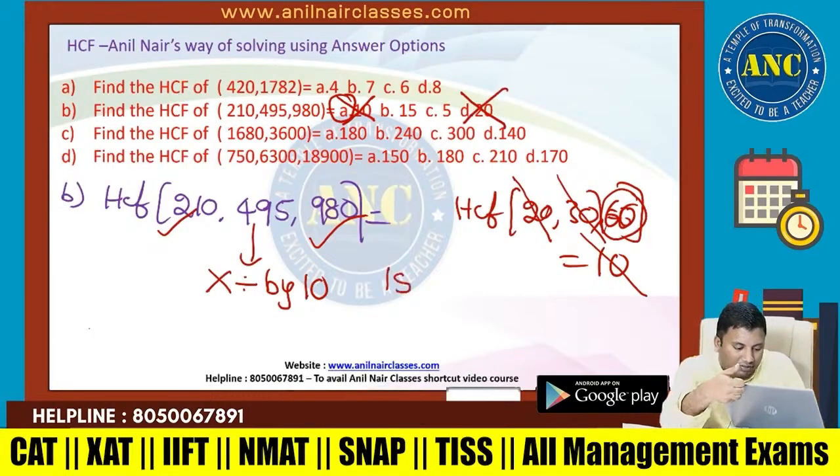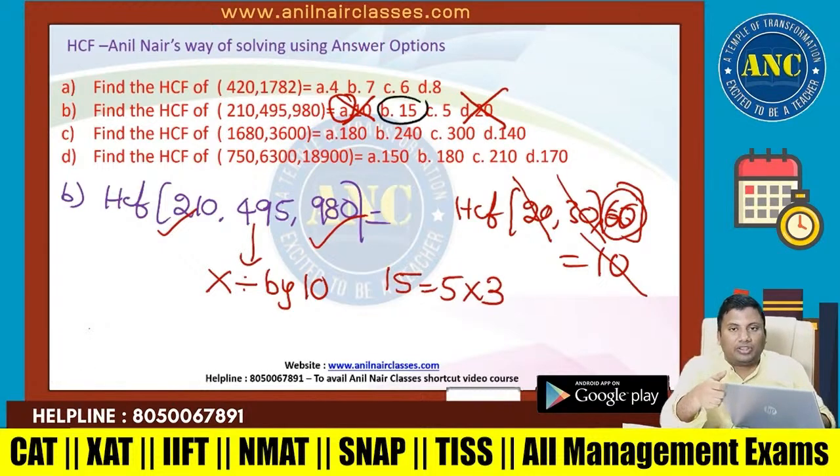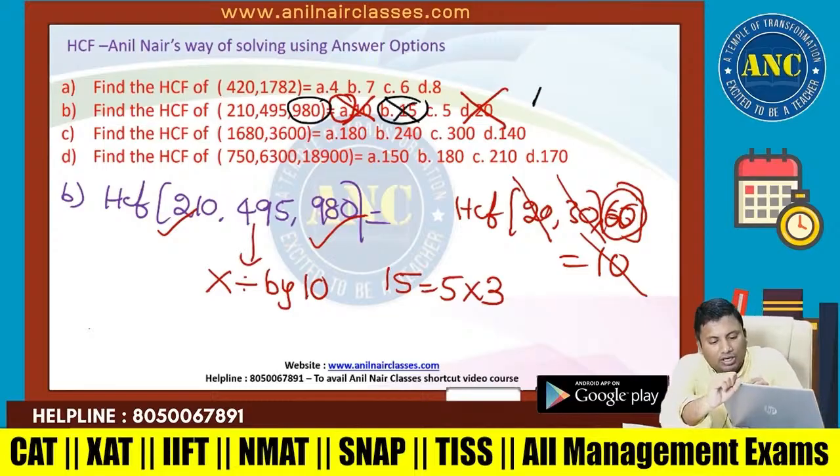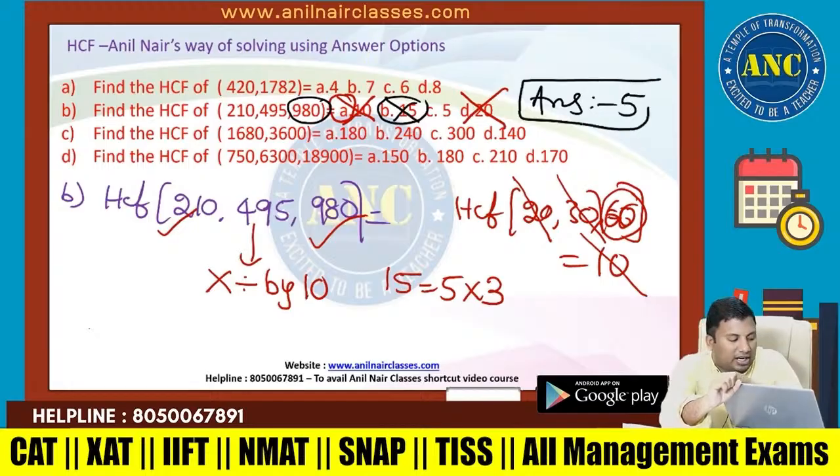Now we will see 15. 15 is 5 into 3. That means if the answer is 15, it is divisible by 3, so all three numbers should be divisible by 3. 980: 9 plus 8, 17. 17 is not divisible by 3. So 15 is out. The second answer is 5.